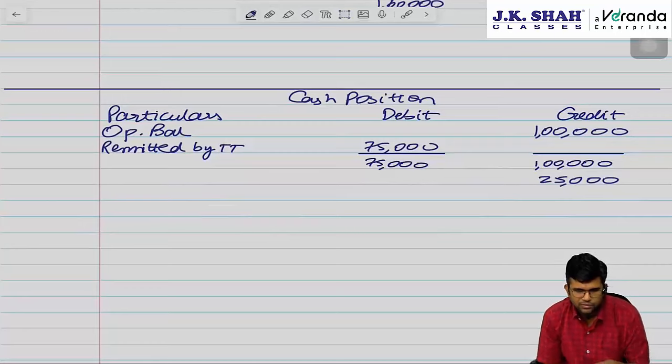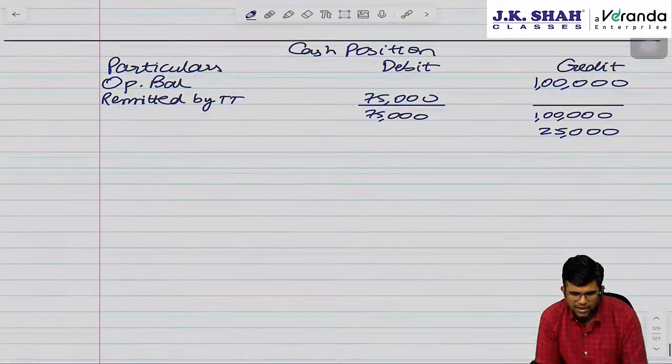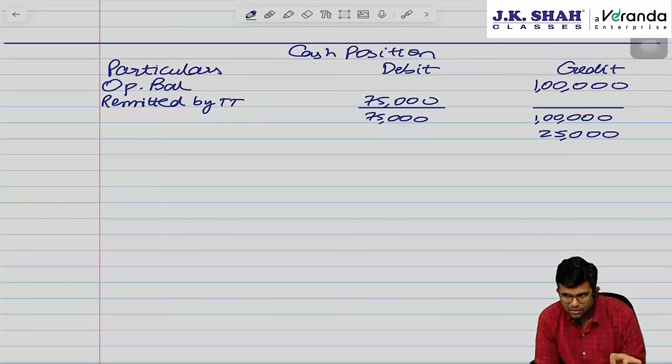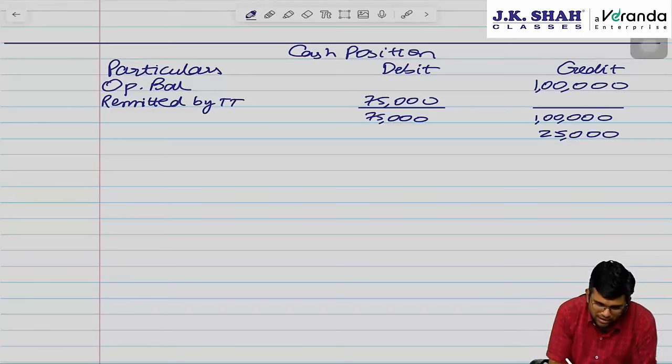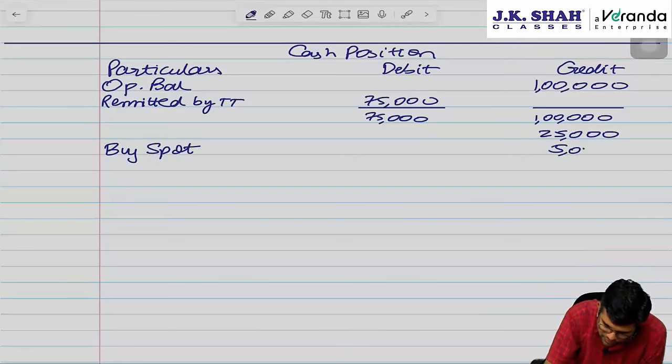Okay. This was the situation till now. Now tell me, cash position 25, I want to bring it up to 30. So if in cash position I want to bring it up to 30, in the bank account I want it to go to 30, will I buy forward or will I buy spot? Spot. I will buy spot. So I will write here, buy spot 5,000.